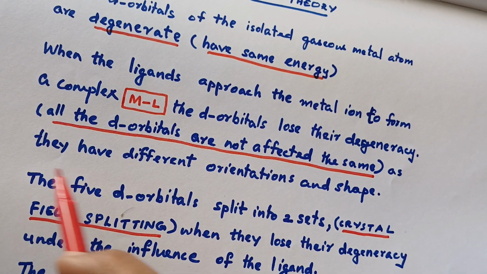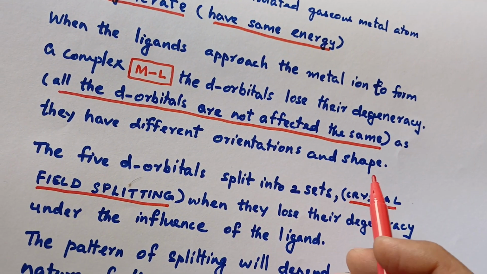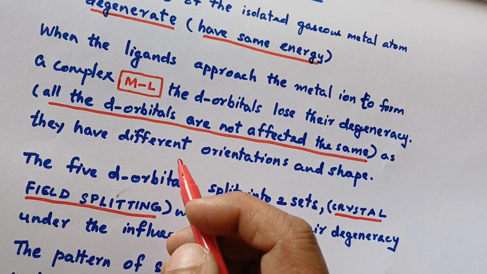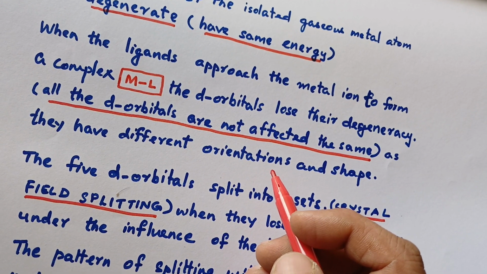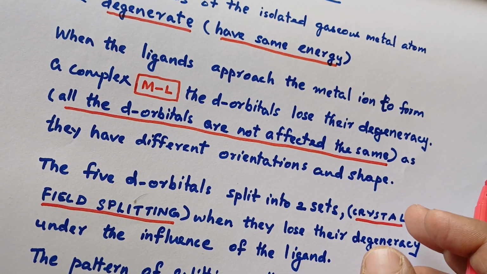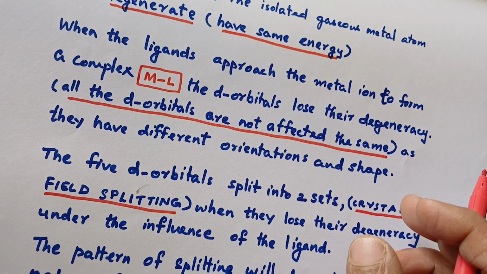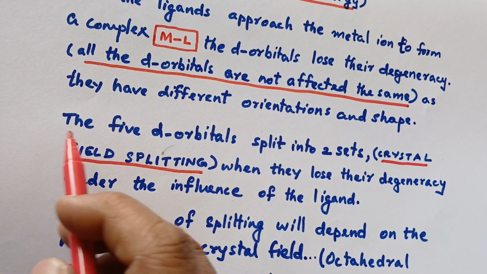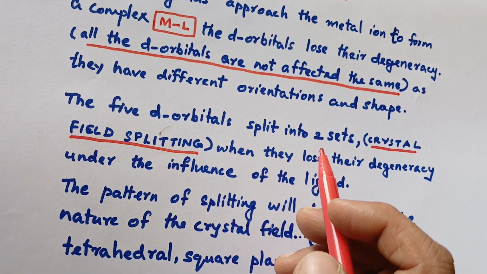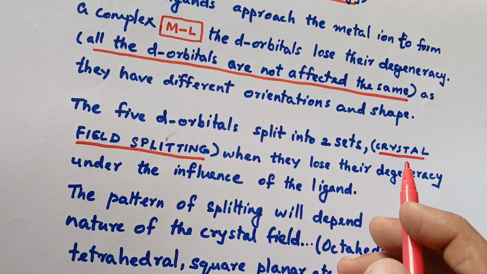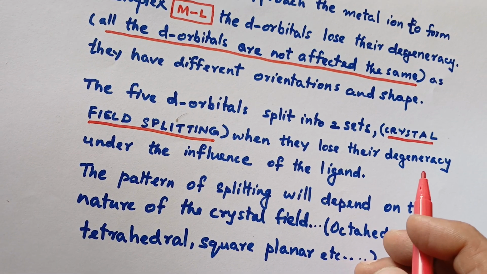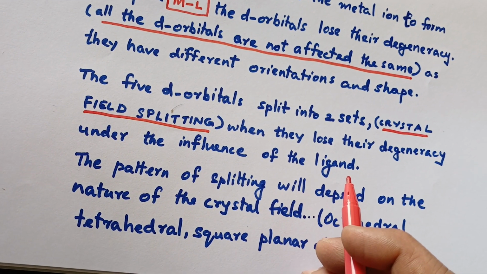You know that they have different orientations and shapes. We have seen that many times, that dxy, dyz, dxz, then dx square minus y square and dz square, they are all oriented in different ways. So their degeneracy is lost with the approach of the ligands. And as a result, the 5d orbitals split into two sets. That is called crystal field splitting, when they lose their degeneracy under the influence of the ligand.